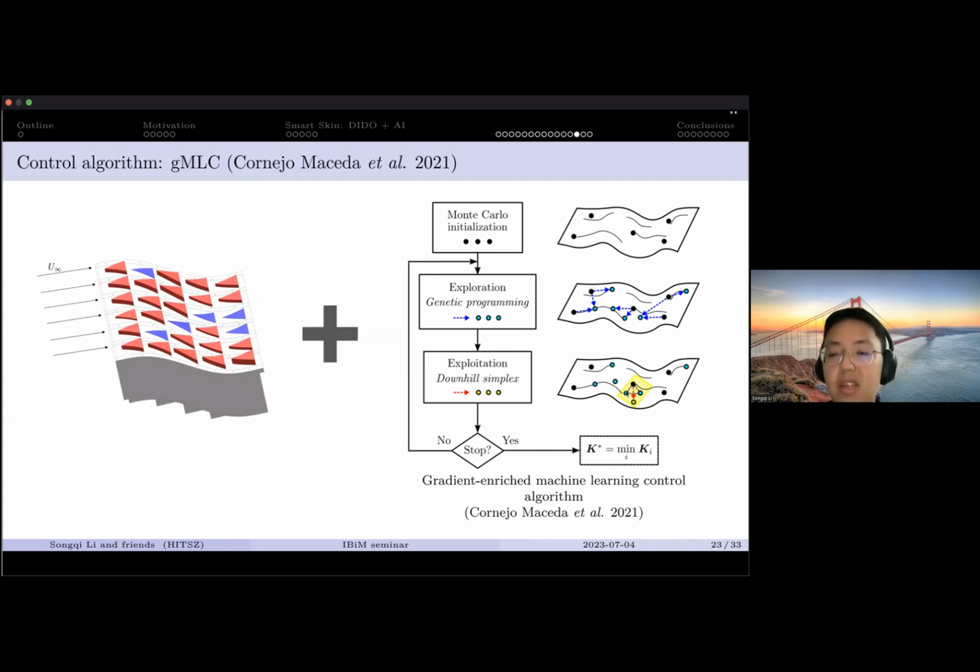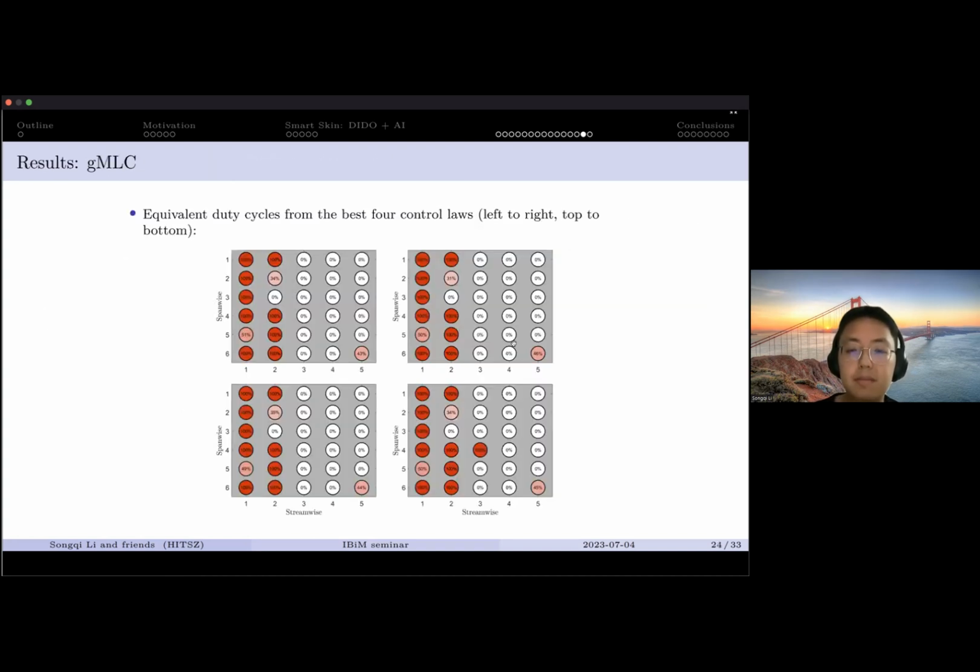So I'll give you an example. Let's say this dot represents a good solution, and this is another good solution. The combination of these two solutions will have a very high probability to generate a more guaranteed solution. So in this manner, it enriches the genetic programming using a gradient method, and details can be found in Cornelo Maceda's JFM 2021. And so I'll just show you the final training results.